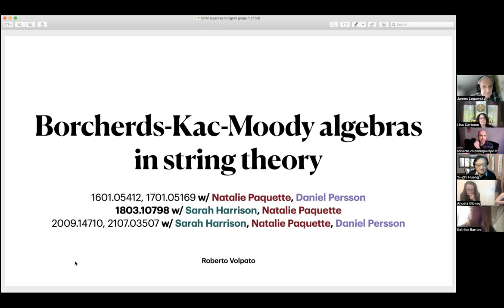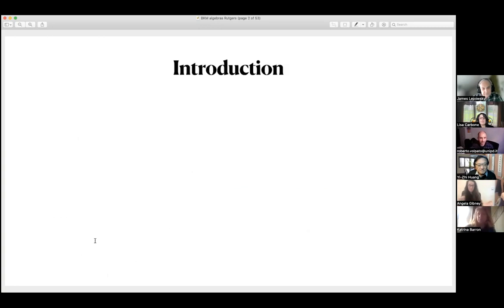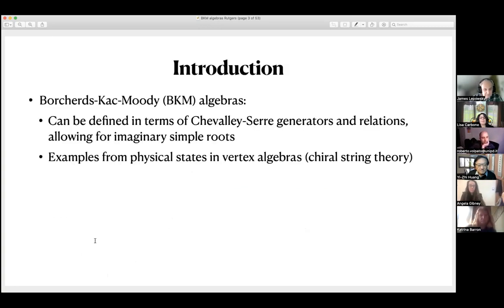So let me start by giving some motivation for what we do. We know that Borcherds-Kac-Moody algebras can be defined in terms of Chevalley-Serre generators and relations, starting from some suitable Cartan matrix. And one peculiar property of Borcherds-Kac-Moody algebras with respect to the other Kac-Moody algebras is that we allow for imaginary simple roots.